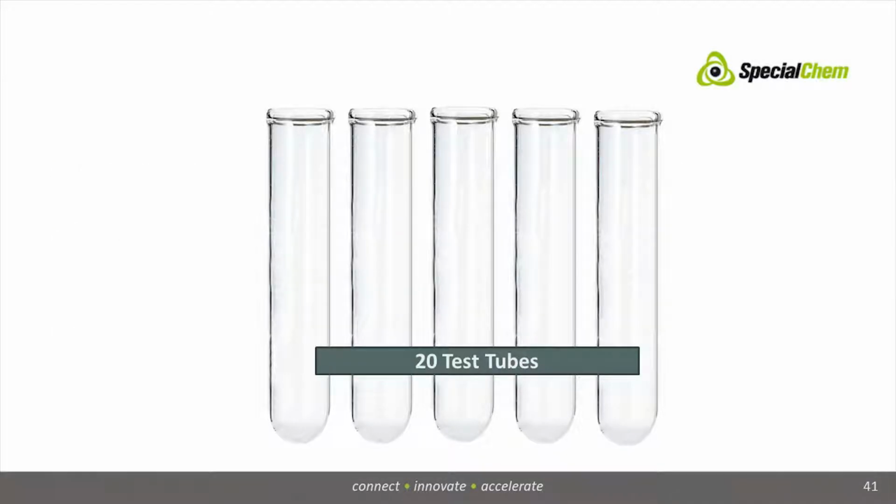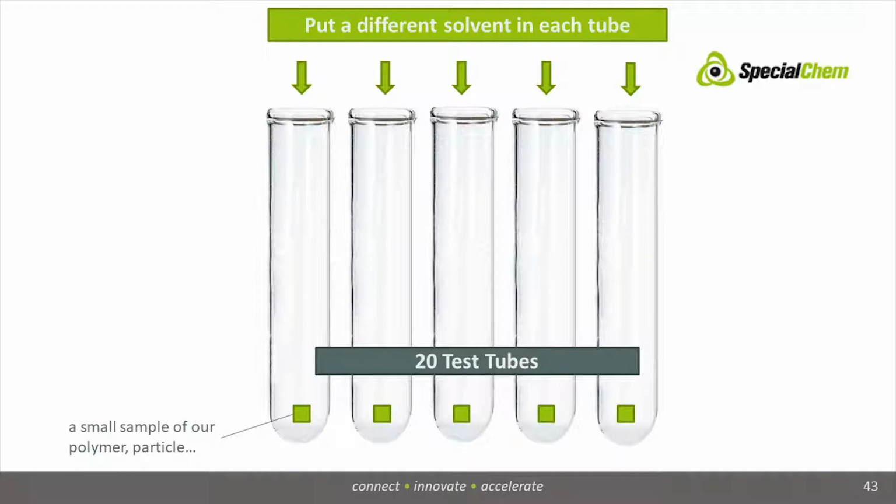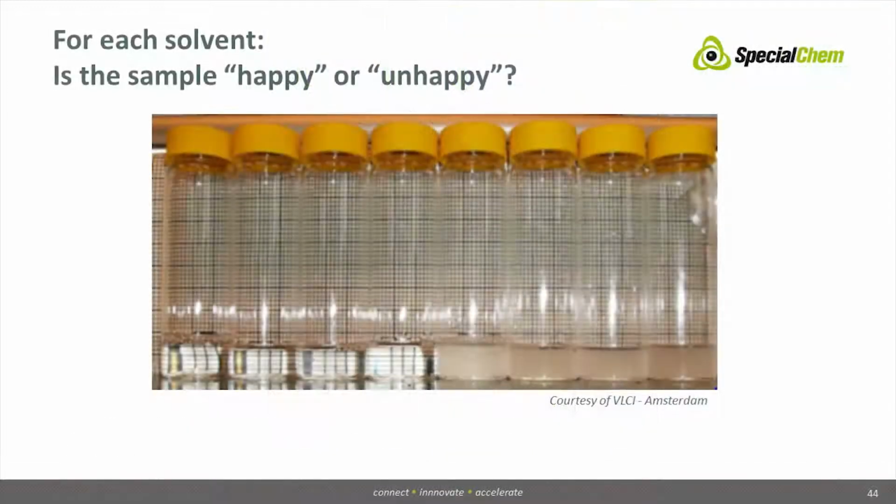We take, say, 20 test tubes and we put a small sample of our polymer, particle or active ingredient into each tube. We then put a different solvent in each tube, give them a shake and use our judgment to say whether the sample is happy or unhappy in each solvent. Why an unscientific word such as happy? Because a good solvent might dissolve one polymer, it might swell another if it's cross-linked, might provide very good suspension for a pigment or particle, or might dissolve just enough of a tricky API to be useful. There is no single word to describe all these good outcomes, so the word happy, as judged by you as the expert in that system, is appropriate.